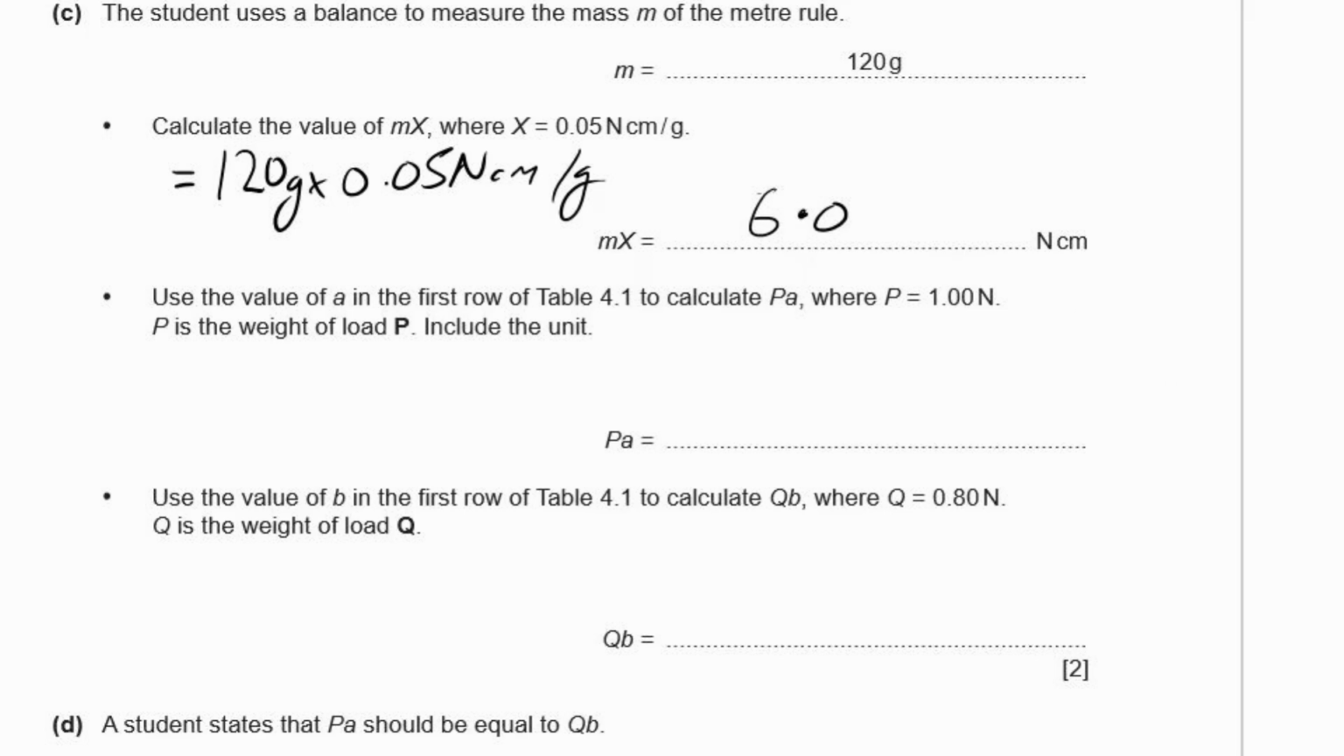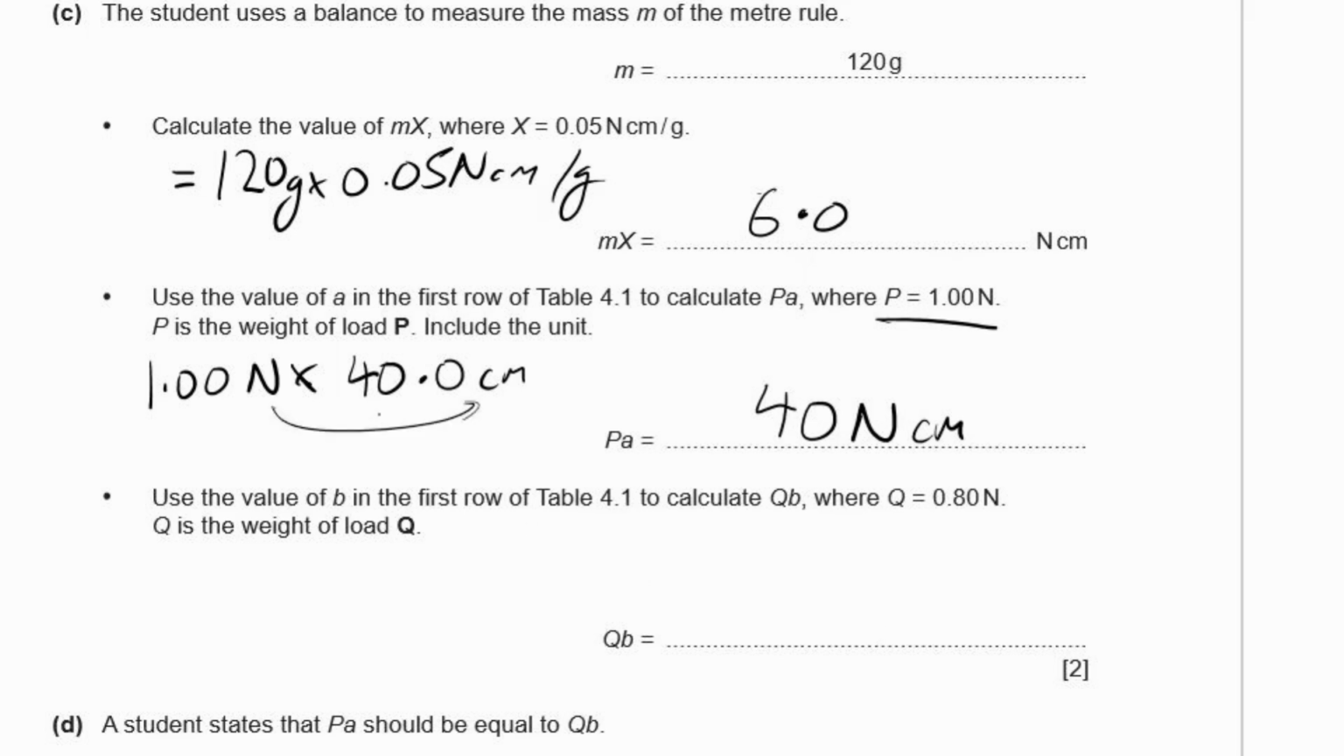Use the value of A in the first row of table 4.1 to calculate P times A, and it's given us a value for P here. P is the weight of load P. Calculate the answer and include the unit. Alright, let's do that then. So we have a value for P which is given of 1.00 newtons multiplied by A, which is the first row in table 4.1, and that gives us a value of 40.0 centimetres, which gives me a value of 40 Newton centimetres, because we're just multiplying these two units together in cm.